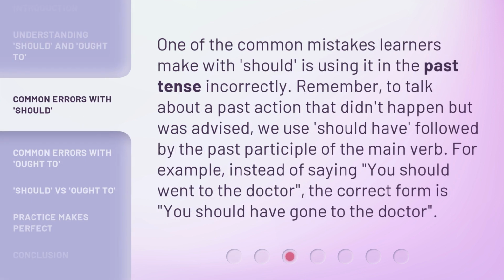One of the common mistakes learners make with should is using it in the past tense incorrectly. Remember, to talk about a past action that didn't happen but was advised, we use should have, followed by the past participle of the main verb. For example, instead of saying, "You should went to the doctor," the correct form is, "You should have gone to the doctor."